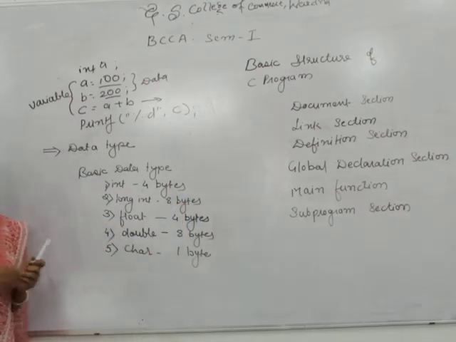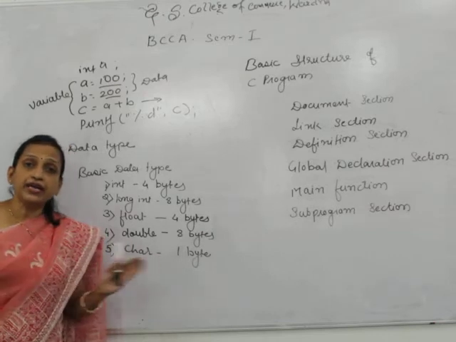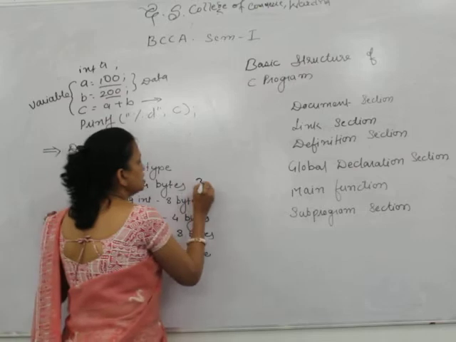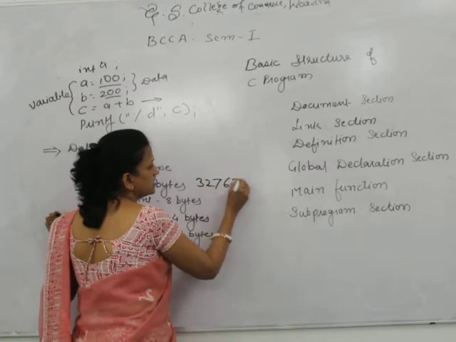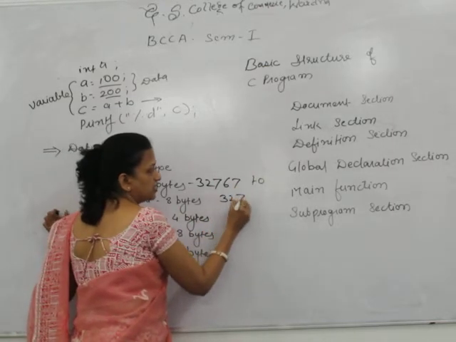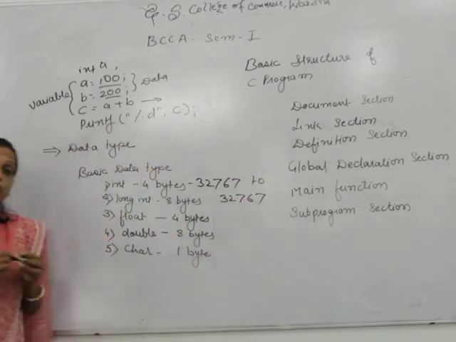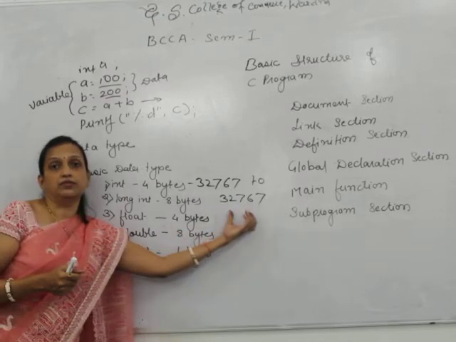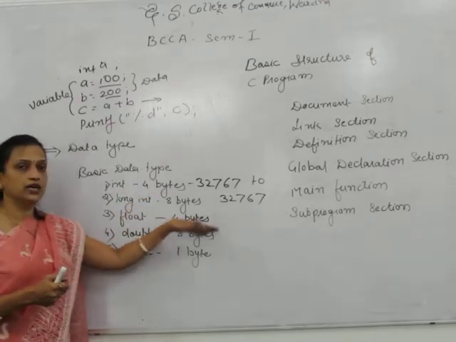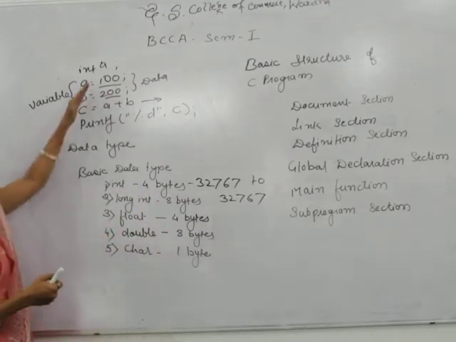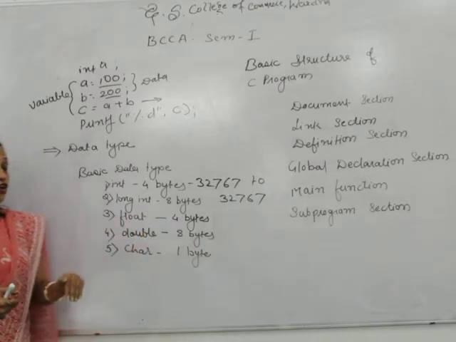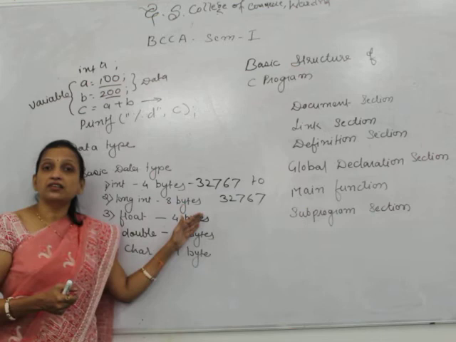But if you want to store a very big number, big integer number, okay, so the limit is minus 32,767 to 32,767. But if you want to store bigger than this number, means इससे भी ज़्यादा नंबर, अगर इससे भी बड़ा नंबर है अगर आपको स्टोर करना है, that time you have to declare the variable as a long integer type. Okay, and it occupies 8 bytes in the memory location.